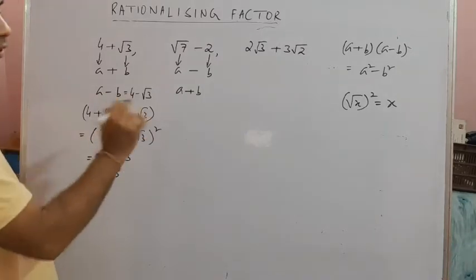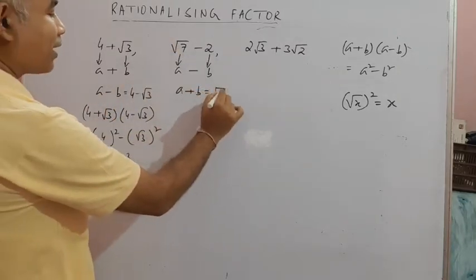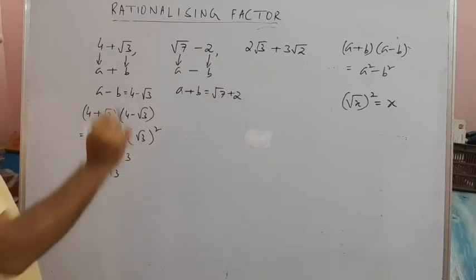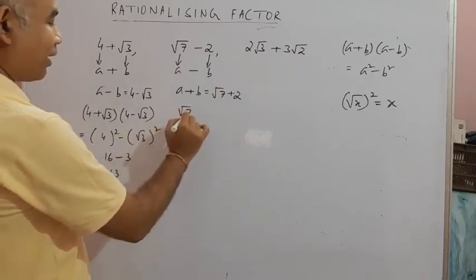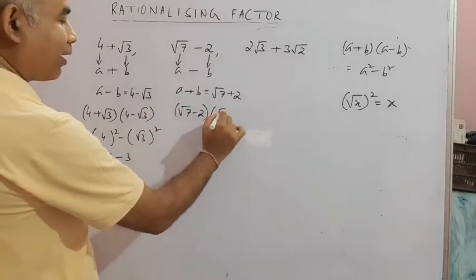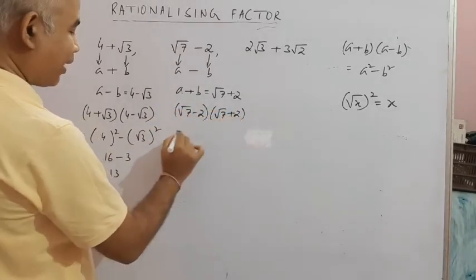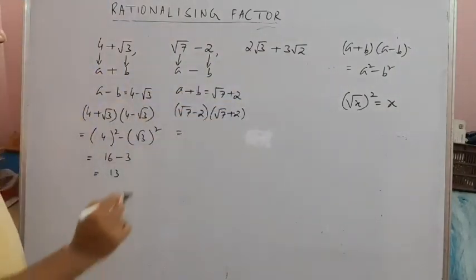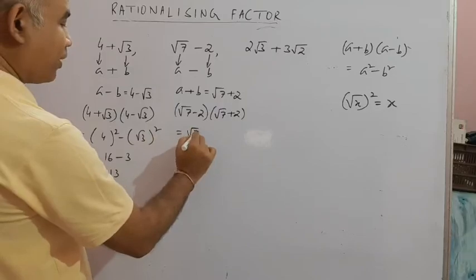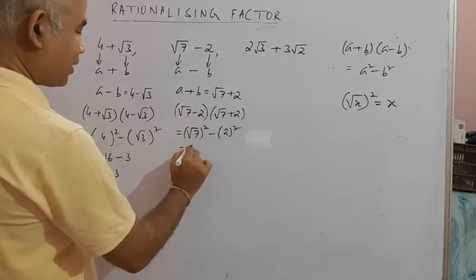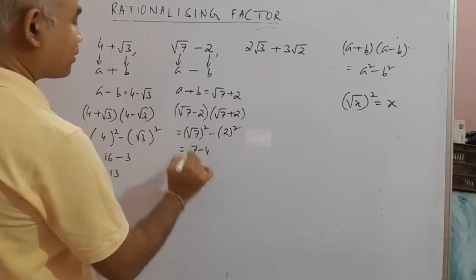So what will be a plus b in this case? Root 7 plus 2. Okay, root 7 plus 2. So what will happen when this root 7 minus 2, your given irrational number, is multiplied by root 7 plus 2? Okay, again by following this identity, it becomes square of root 7 minus square of 2, that is 7 minus 4, which is 3.